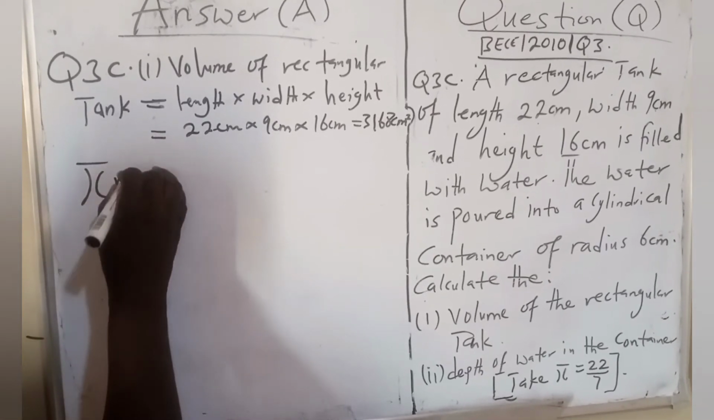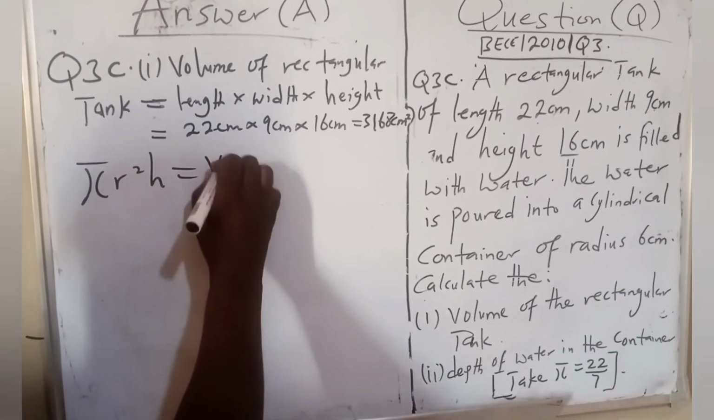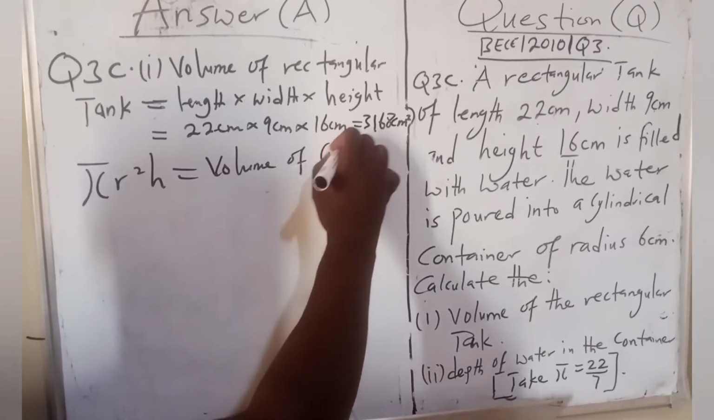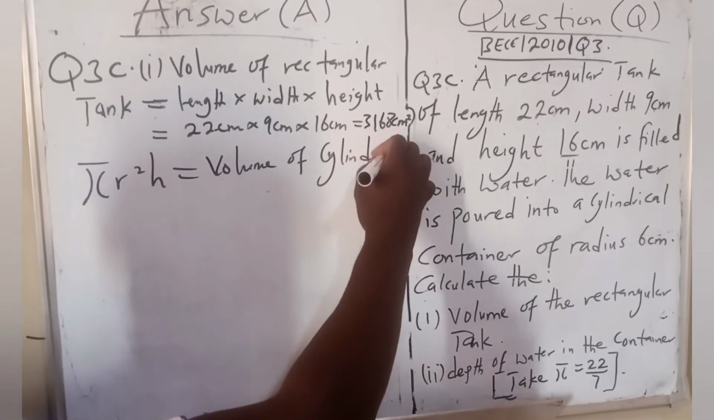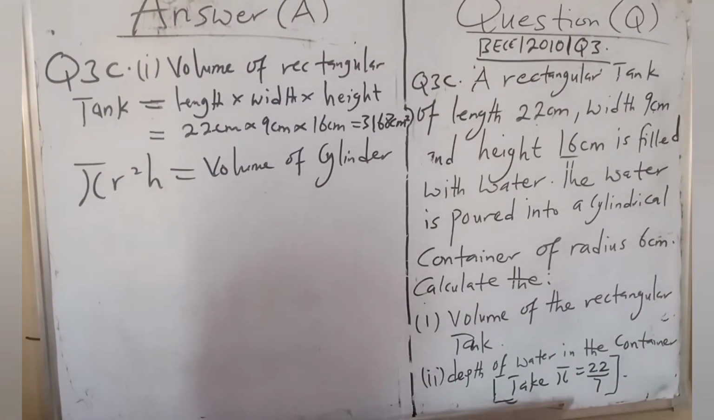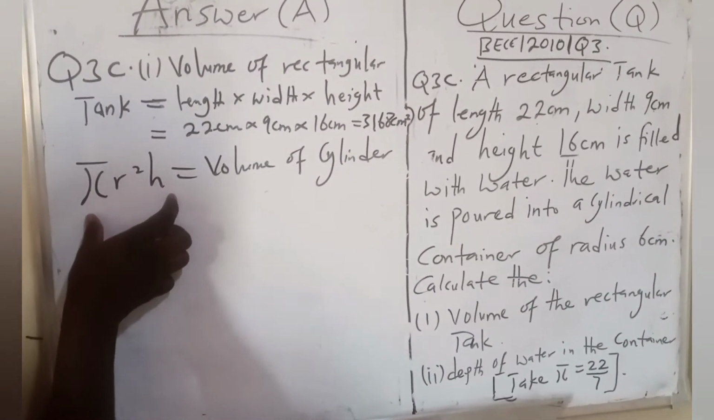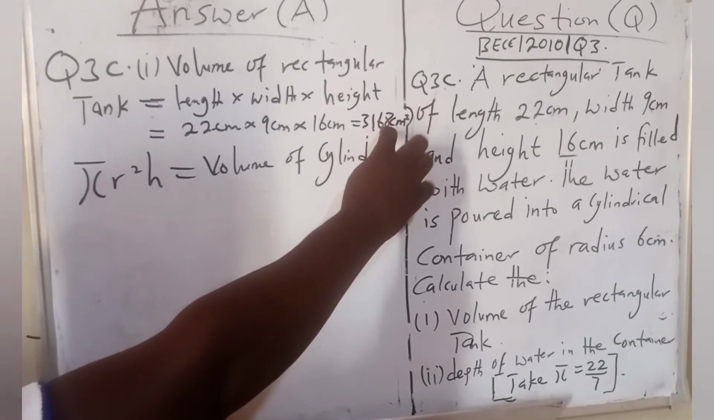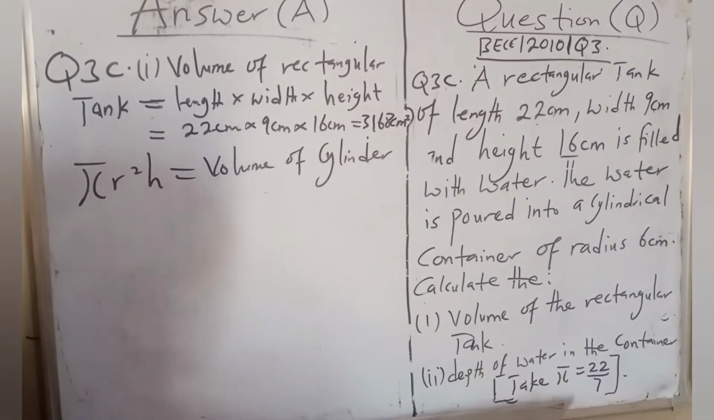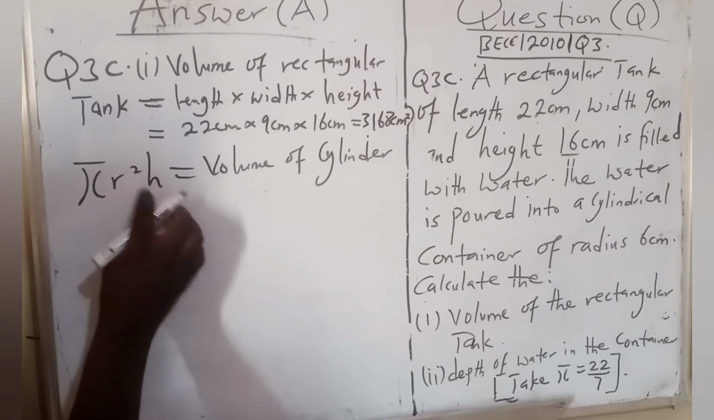But we know very well that pi r squared h is the formula we use to find the volume of a cylinder. That is the formula we use to find what? Volume of a cylinder. So pi r squared h is equal to volume of a cylinder. So this volume of a cylinder will be equated to the volume of the rectangular tank, which is also equal to the volume of the water, so that we can find the depth.